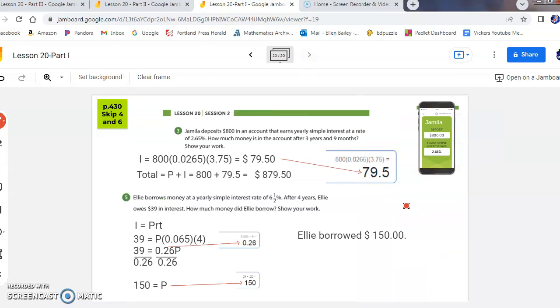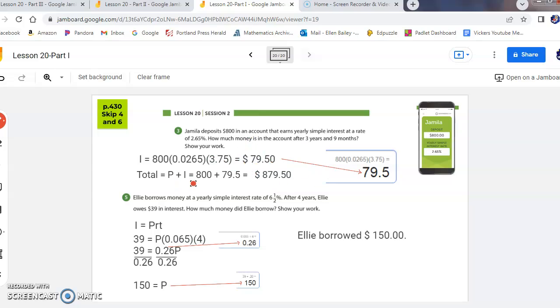This is the last one that we'll do on this video. You might need to pause this one to get the answers in, but right here for number 3, I'll let you read that yourself. I have put everything into the formula to get the interest. So the interest was $79.50. Note that I put 3.75 in for the years. That's because it's 3 years and 9 months. 9 out of 12 is 0.75. So that's where I got this from.